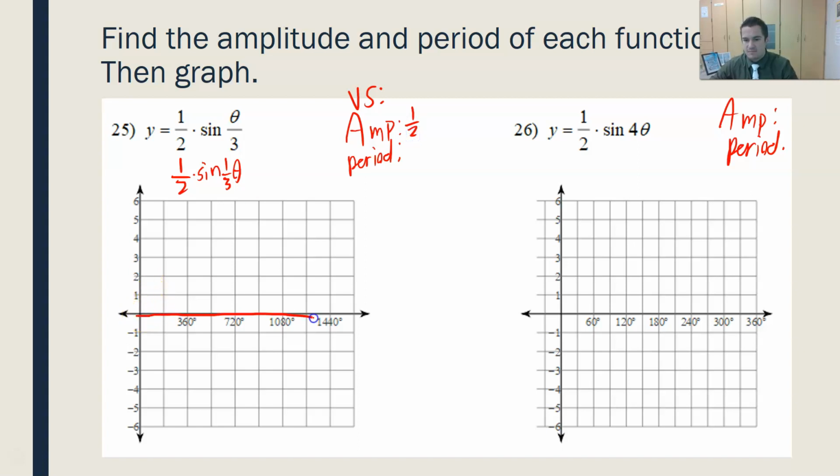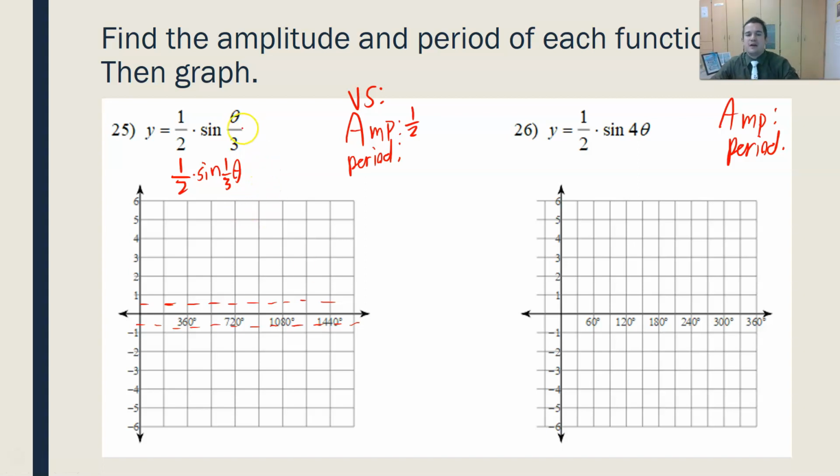So above this midline, I'm not going to get any higher than 1/2 above the midline or any lower than 1/2 below the midline. It would be a pretty squished graph.